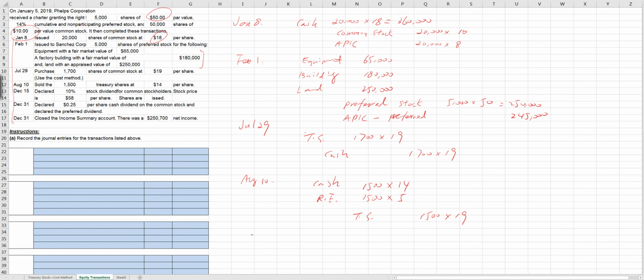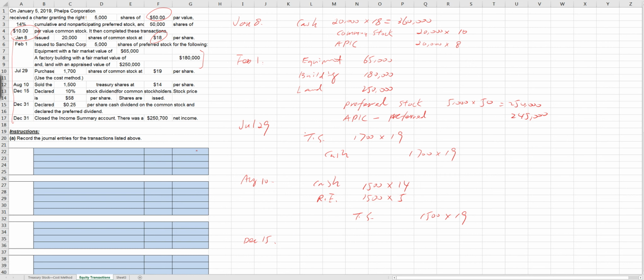All right. Now come to the most important part. December 15, we start to issue stocks. First, we issue 10% stock dividend. When the stock price is $58 per share, because the 10% stock dividend is a small stock dividend, we're going to use the fair value of the stocks to measure the transaction.